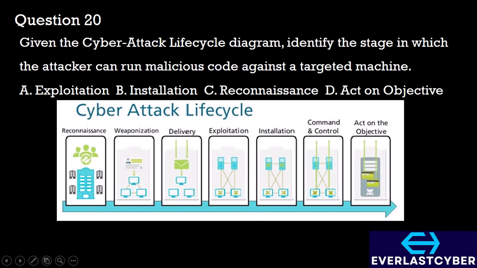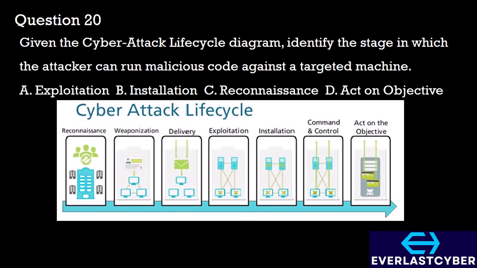Question 20. Given the cyber attack lifecycle diagram, identify the stage in which the attacker can run malicious code against a targeted machine. A. Exploitation. B. Installation. C. Reconnaissance. D. Act on objective.